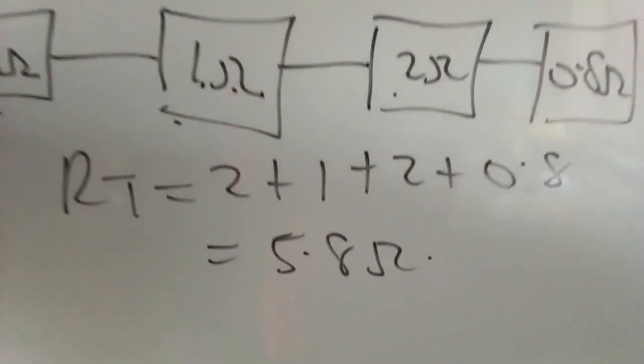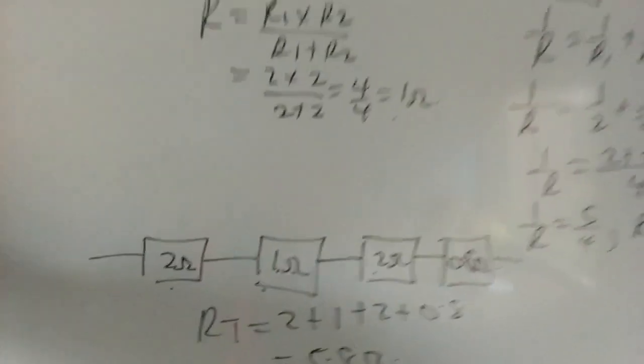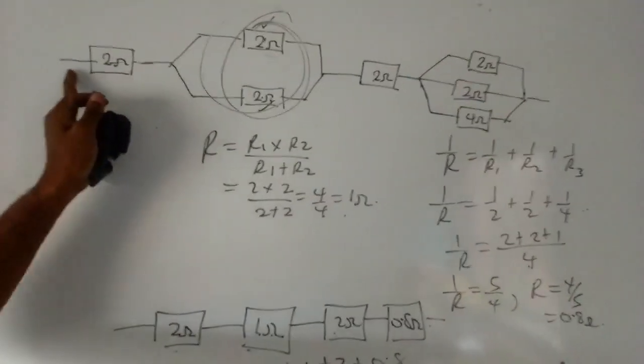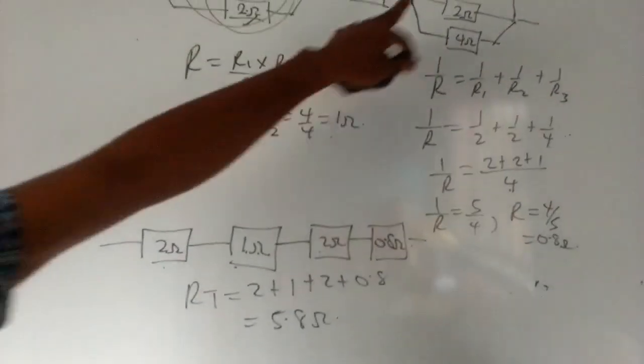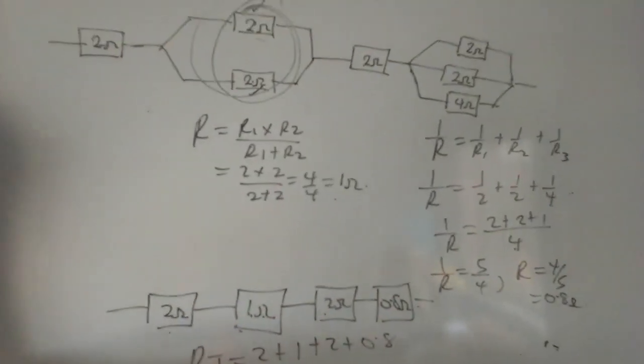So when you have an arrangement containing both parallel and series combinations of resistors, first of all, join the ones in parallel and then treat everything as a series combination.